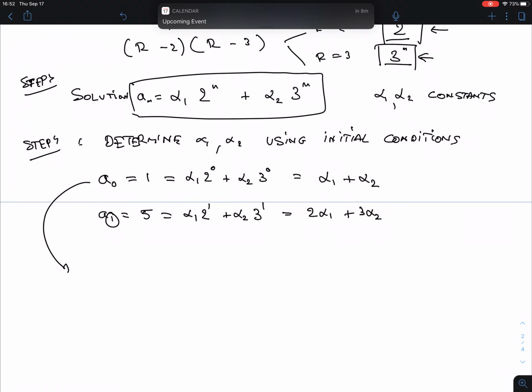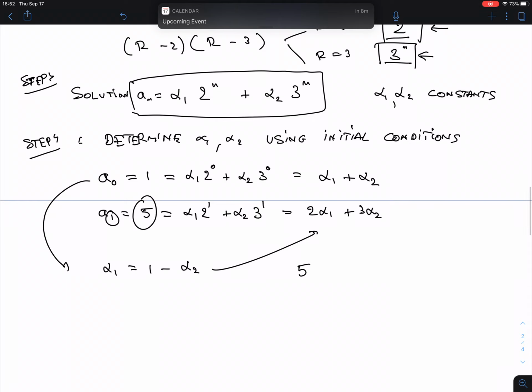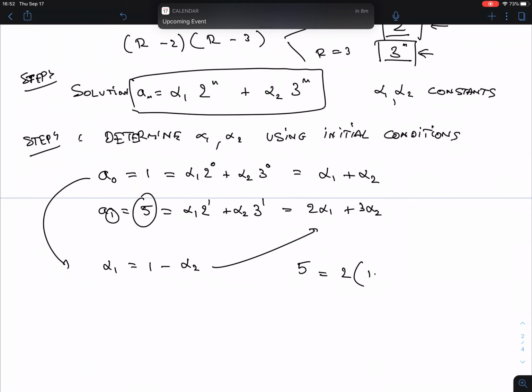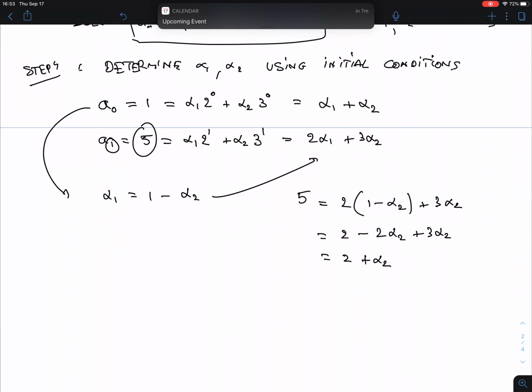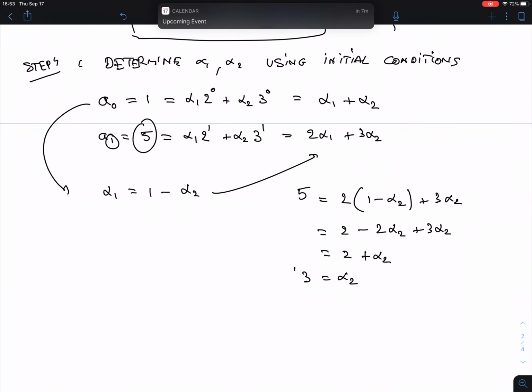So let's take this equation and I write that alpha 1 is 1 minus alpha 2. And then I plug this in here and say that 5 is equal to 2 times alpha 1, which is 1 minus alpha 2, plus 3 times alpha 2. So I get 2 minus 2 alpha 2 plus 3 alpha 2, so 2 plus alpha 2. If I bring this to the other side, I find that 3 is equal to alpha 2.